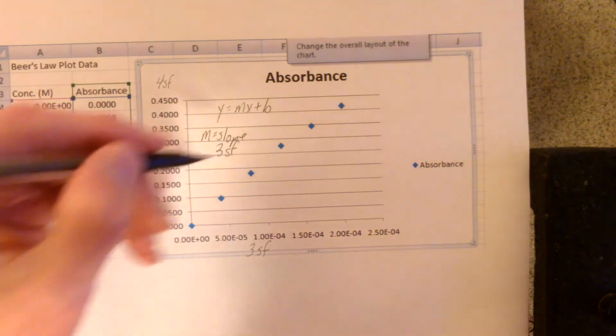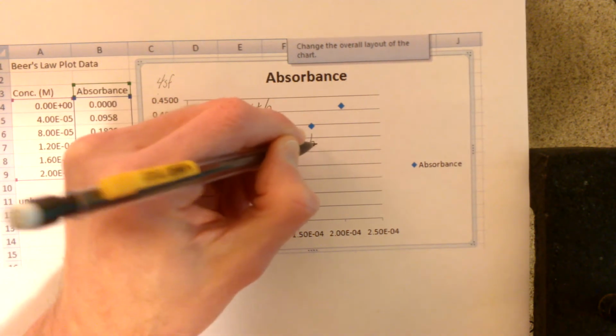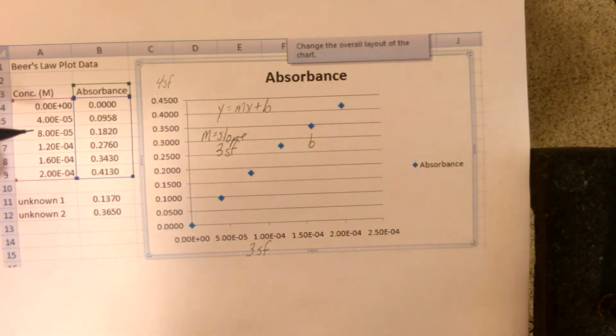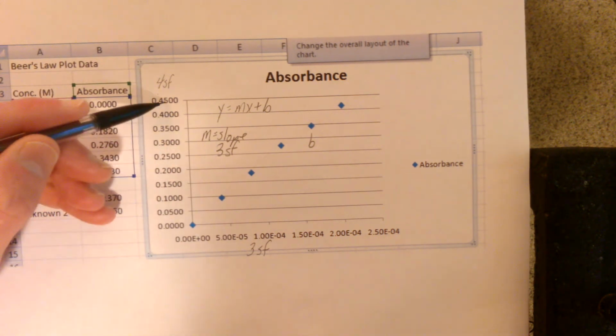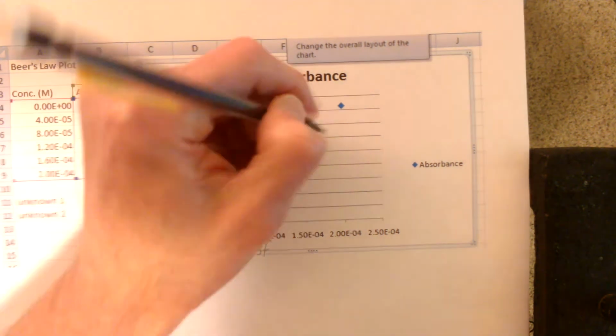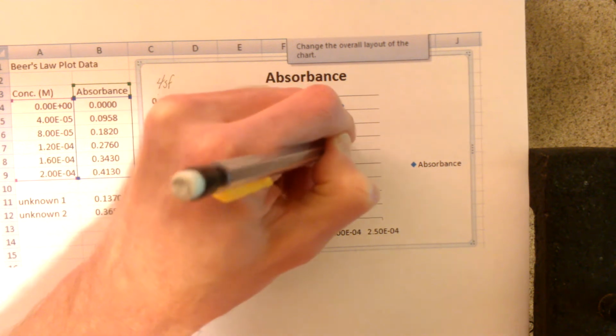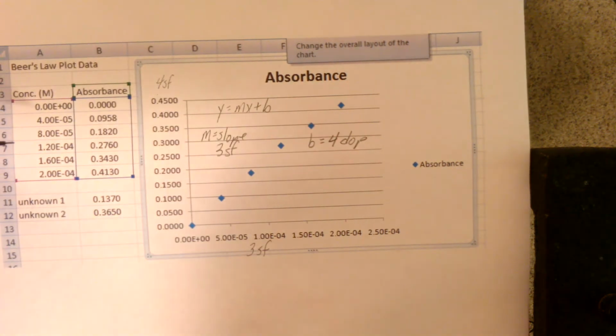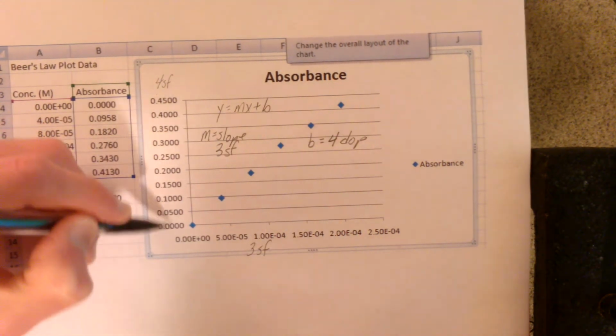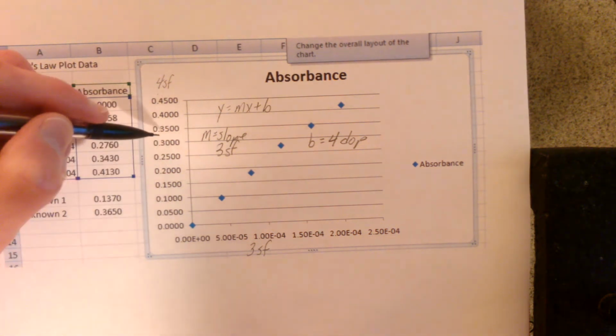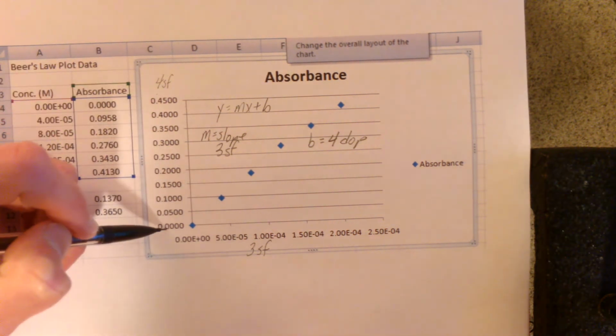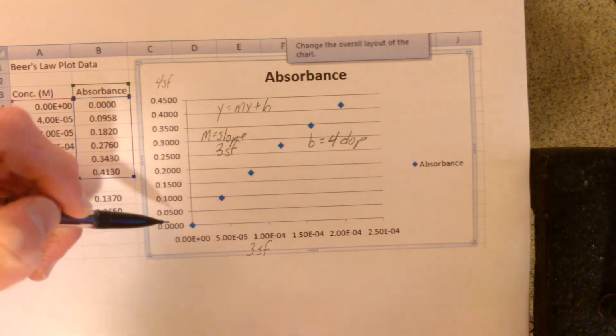And then let's look at the b. The b is the y-intercept. We look at the y-axis and we notice that there are 4 digits of precision. I'm going to put DOP, digits of precision. So when we record our y-intercept, we would take it to 4 decimal digits, 4 digits of precision.